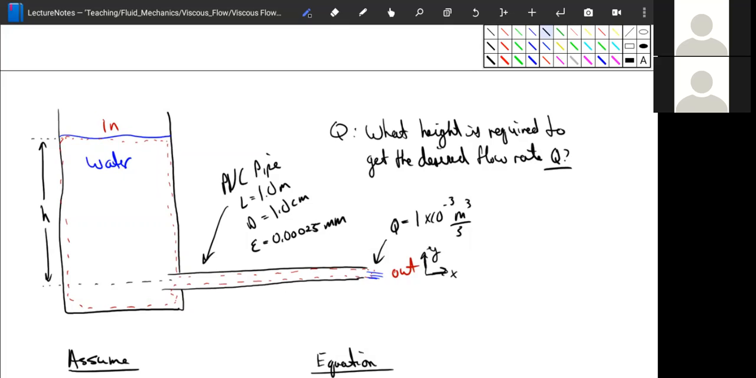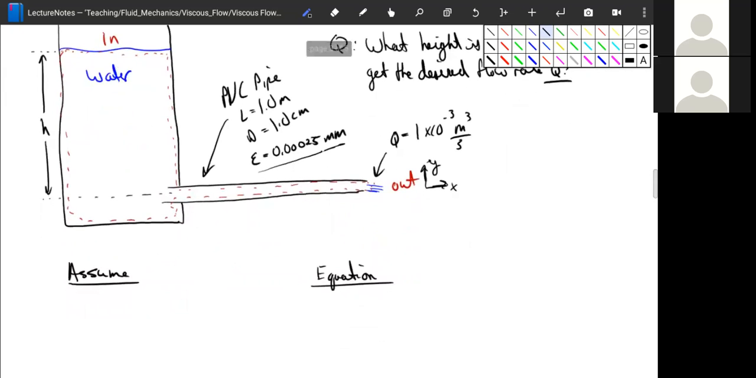And the length of the pipe coming out of this reservoir is 1 meter, has a diameter of 1 centimeter, and a surface roughness of 0.00025 millimeters.